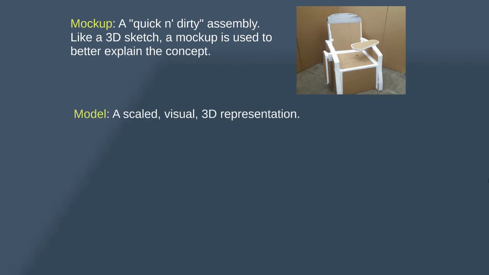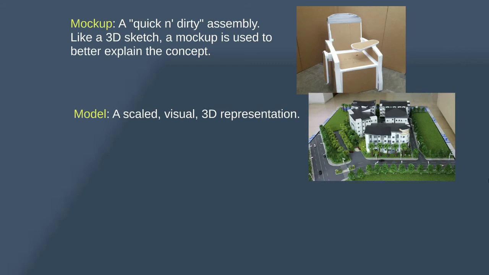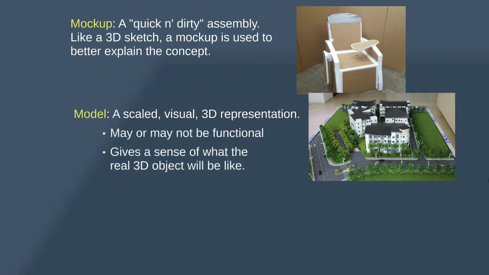A model is a bit more refined. Models are scaled 3D representations. They have totally accurate proportions to the real product, though they may be made at a miniature size, like with a building, or oversized to better show the details of a small product. They are normally made to be more visual than functional, but they give us a good sense of what the real 3D object will look like. High-quality models will imitate details like colors, textures, patterns, and materials.